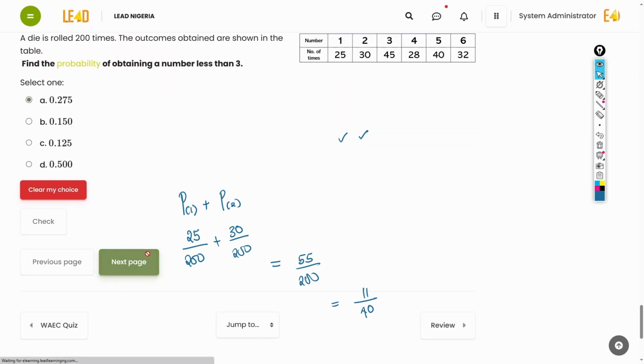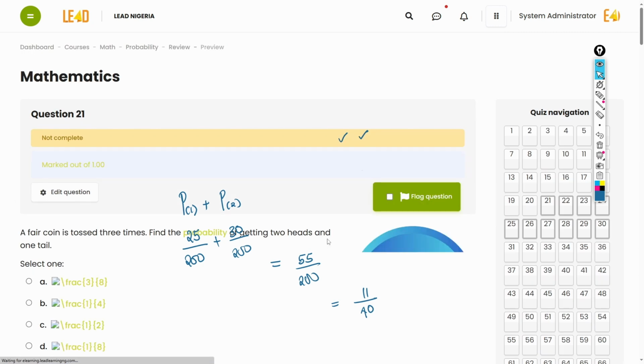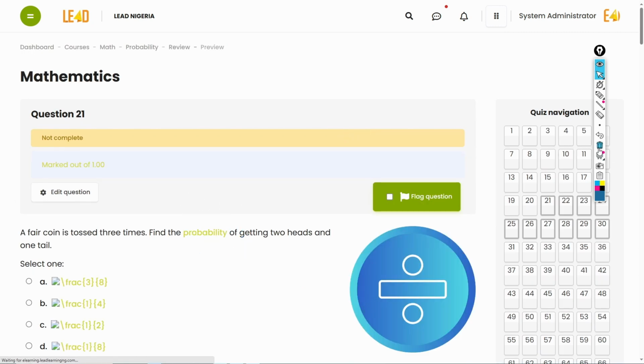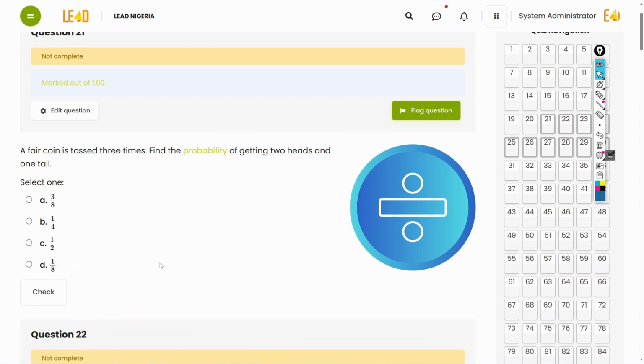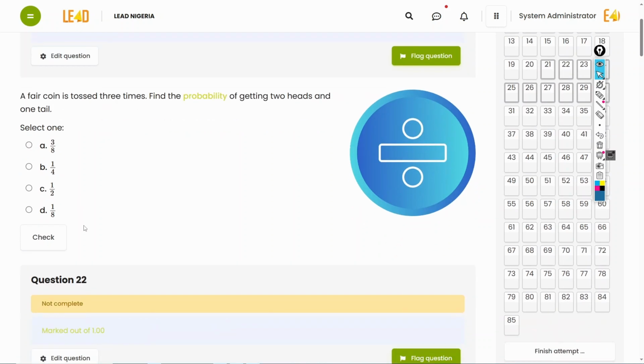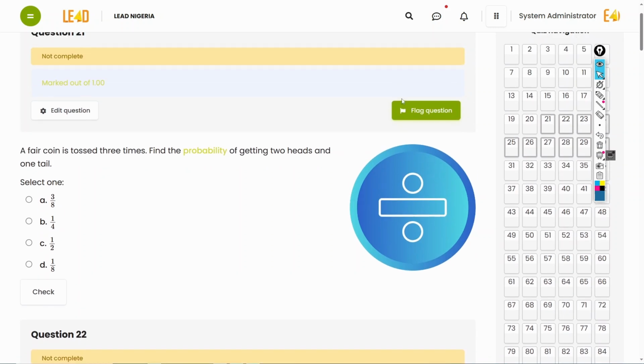Next page. All right, a fair coin is tossed 3 times. Find the probability of getting 2 heads and 1 tail. Okay, so for this, I'm going to draw the sample space. All right, I'm going to draw the sample space.